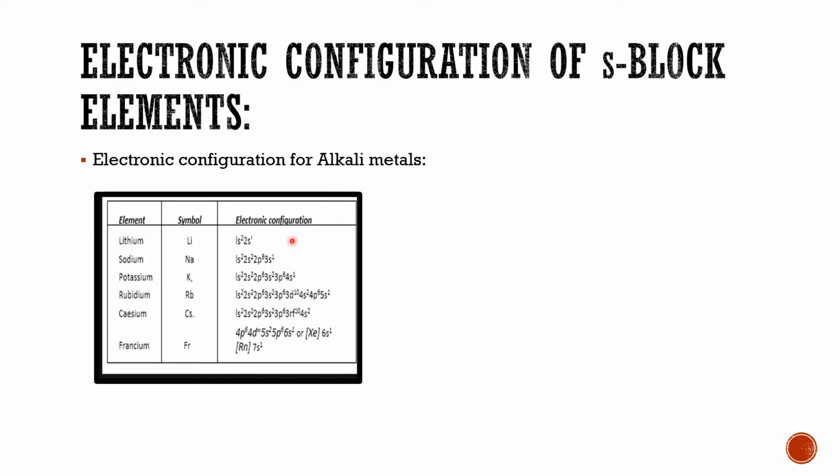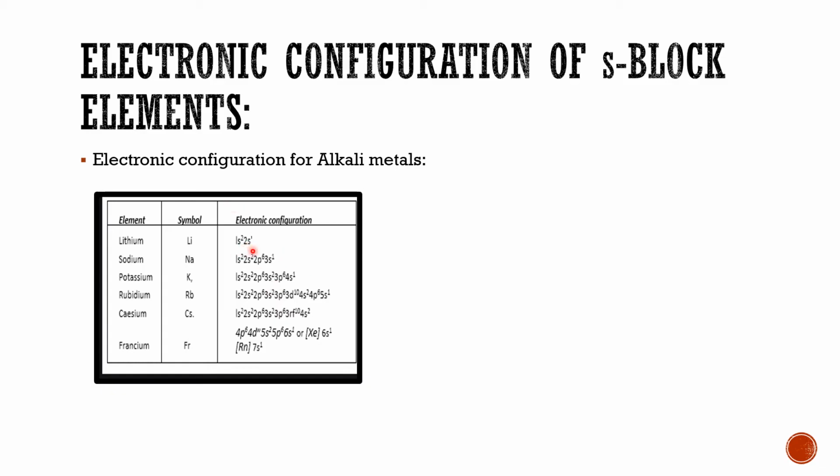This is the electronic configuration of alkali metals or group 1 elements. The group 1 elements are lithium, sodium, potassium, rubidium, cesium and francium, and the symbols for these are Li, Na, K, Rb, Cs and Fr. Electronic configuration is filled according to the Aufbau principle. The Aufbau principle states that the lower energy orbitals fill before higher energy orbitals. See this: 2s1, 3s1, 4s1, 5s1, 6s1 and then 7s1, in increasing order of atomic number.